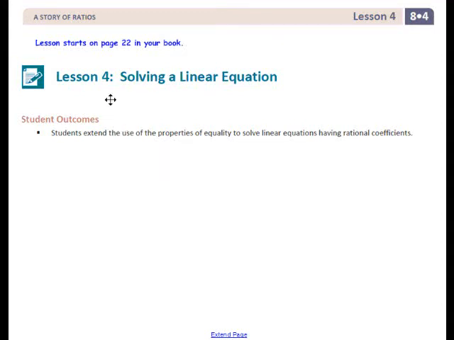This is Mrs. Zappia with Lesson 4 in Grade 8, Module 4, Solving a Linear Equation. Student outcomes for this lesson: students extend the use of properties of equality to solve linear equations having rational coefficients. This lesson starts on page 22 in your book.